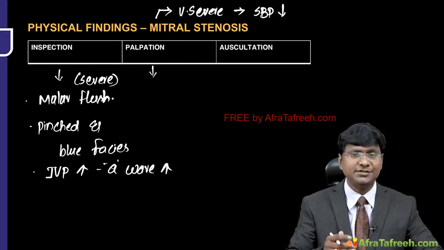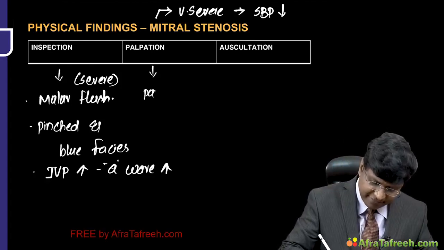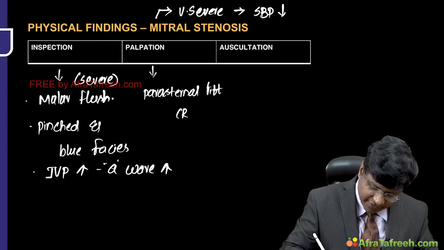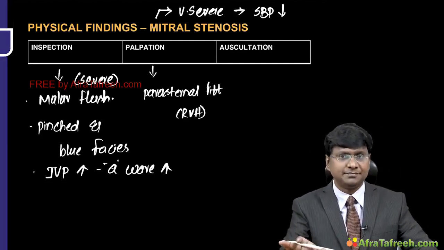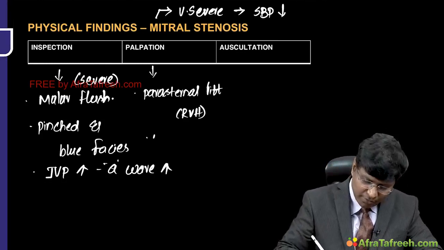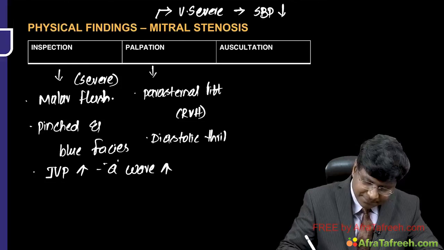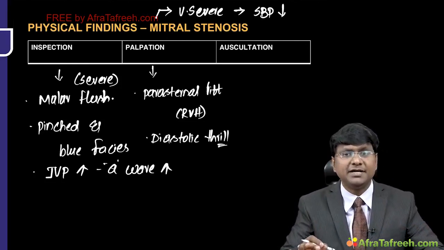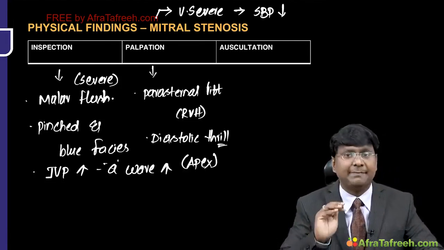Then upon palpation, you need to palpate the left parasternal area. What you will observe in the left parasternal area is a parasternal lift. Why is the parasternal lift present? That is because of right ventricular hypertrophy, which is occurring secondary to pulmonary hypertension, right? And you will also be able to make out the presence of the diastolic thrill. What is a thrill? A thrill is nothing but a palpable murmur, right? A palpable murmur is called a thrill, and this thrill is felt at the apex.